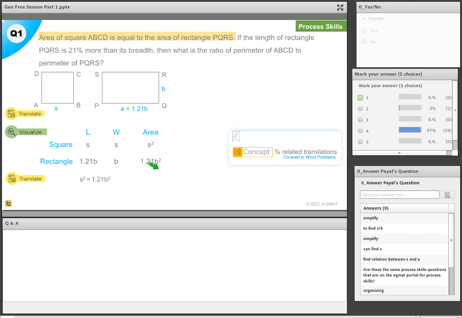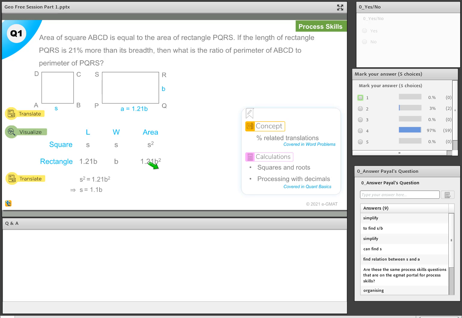Now, what's given to us is that area of square ABCD is equal to area of rectangle PQRS, which means that S squared is equal to 1.21 B squared. Now is the time to do the calculations. Now, how many of you were able to come to the point that S is equal to 1.1 B? How many of you were able to get to that point? Write down in select yes if you were able to. S is equal to 1.1 B.